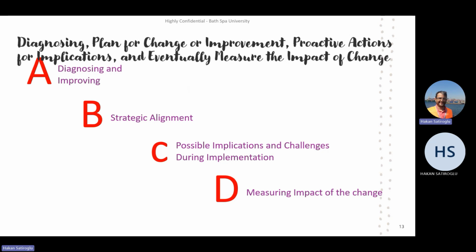Then what you need, this is about diagnosing, or as we say, need analysis. Okay, diagnosing. I changed the word here, and diagnosing and improving is really related with each other, and plan for change or improvement. So this is another one, and proactive actions for implications. You need to check. And second stage, maybe you should look after strategic alignment.